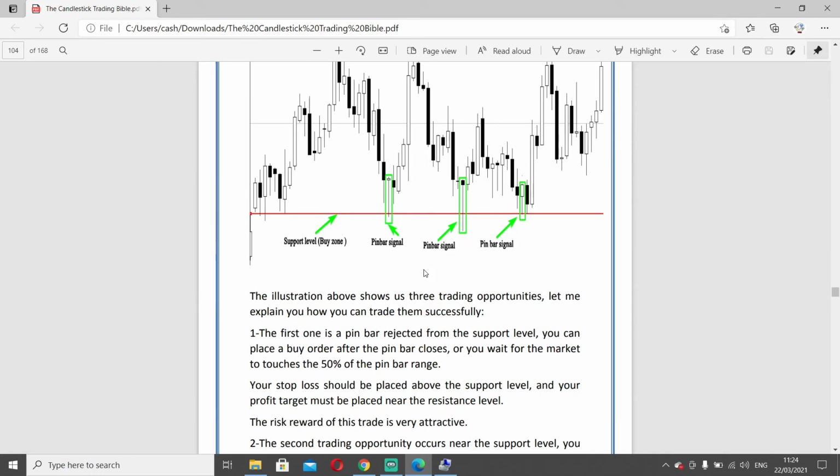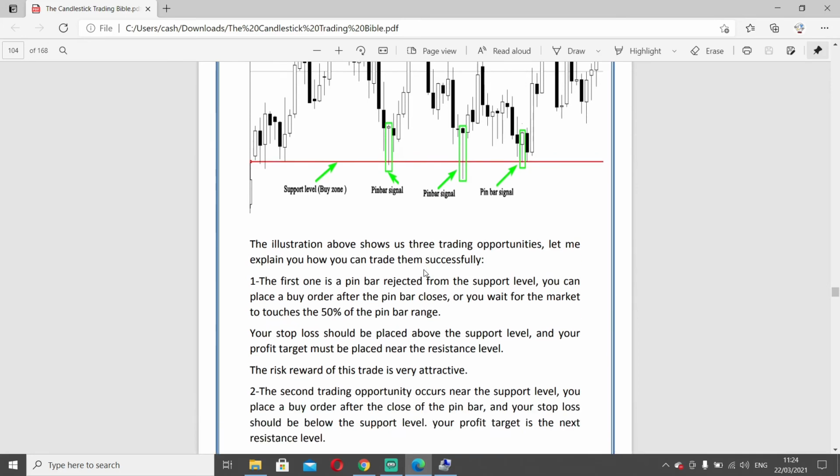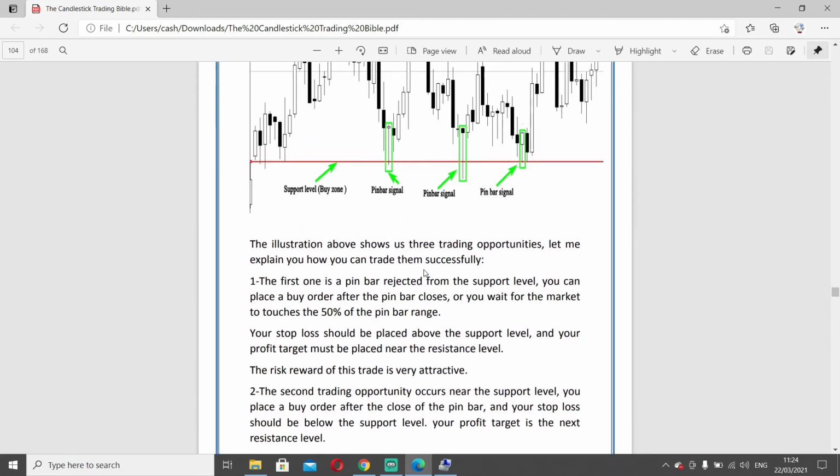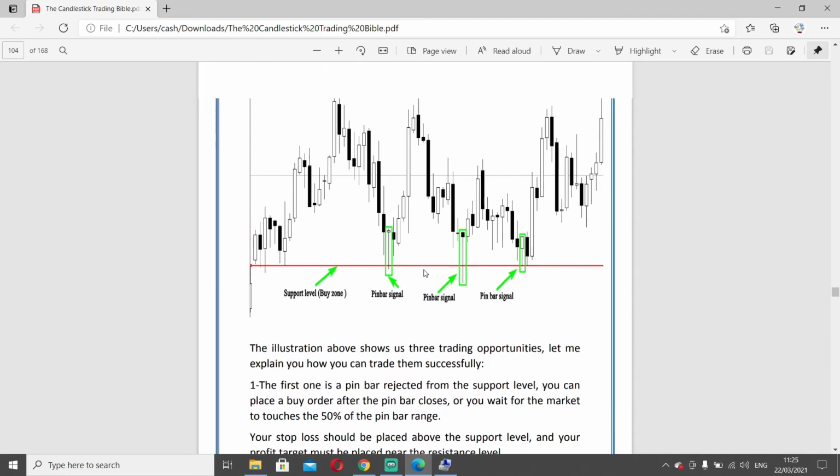You can place a buy order after the pin bar closes, or you wait for the market to touch the 50% of the pin bar range. Your stop loss should be placed below the support level, and your profit target must be placed near the resistance level. The risk to reward of this is very attractive. The second trading opportunity occurs near the support level, and you place a buy order after the close of the pin bar, and your stop loss should be below the level of support. Your profit is the next resistance level.